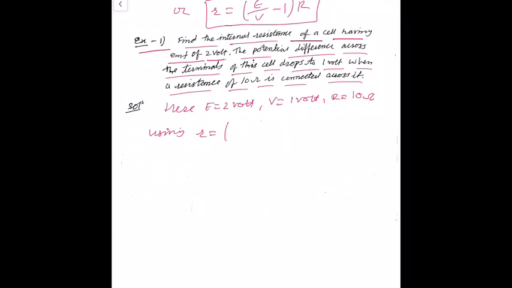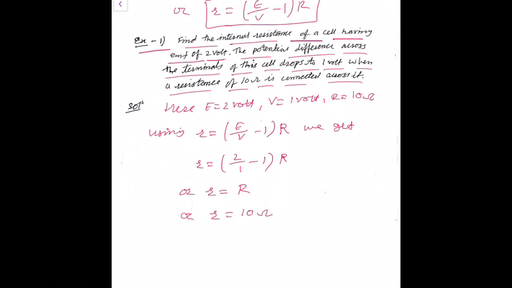Using r equal to E upon V minus 1 into R, we get r equal to 2 upon 1 minus 1 into R, or r equal to R, or r equal to 10 ohm. That's all for today.